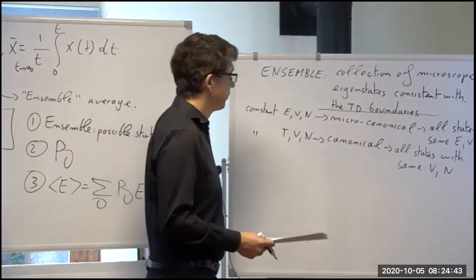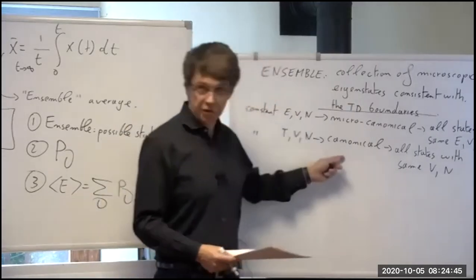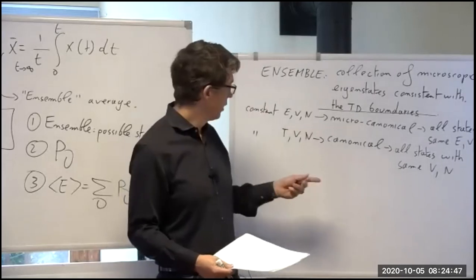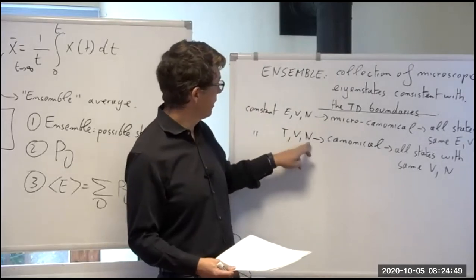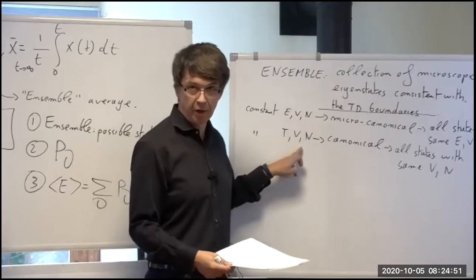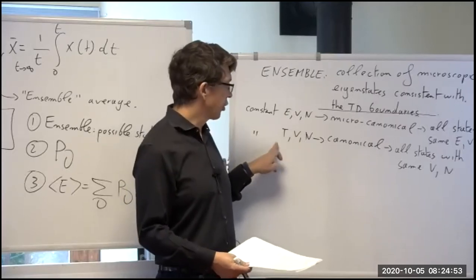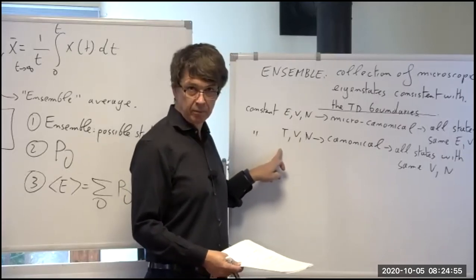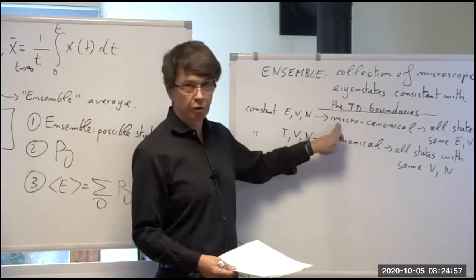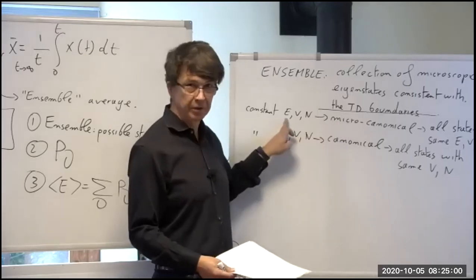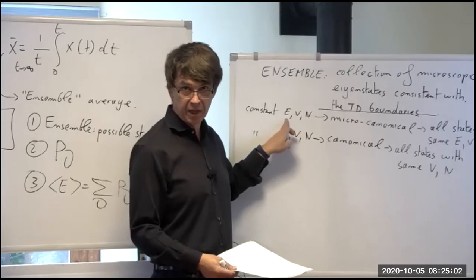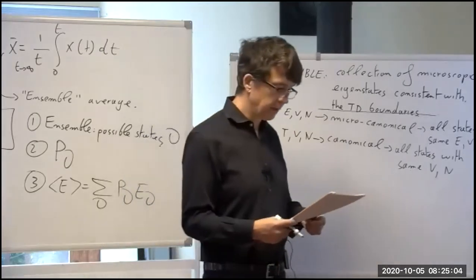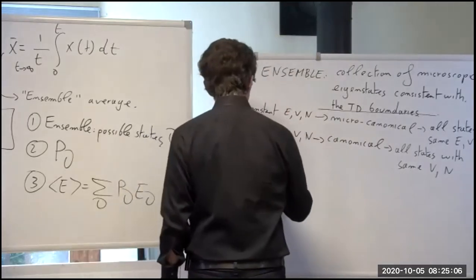So in principle, this ensemble is larger, right? Because let's say I take the same volume and N in a microcanonical ensemble and a canonical ensemble. The canonical ensemble includes all the microcanonical ensembles for all the possible different energies, right? Because the energy can fluctuate in the canonical ensemble.